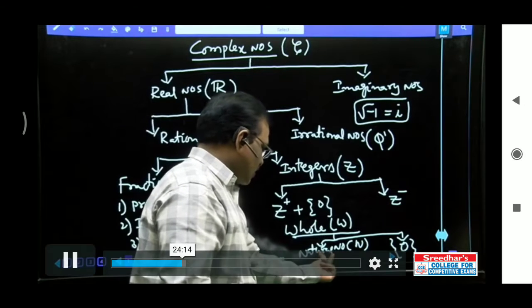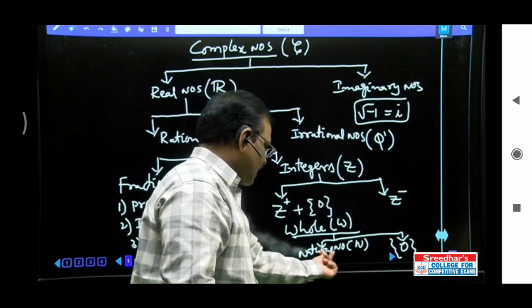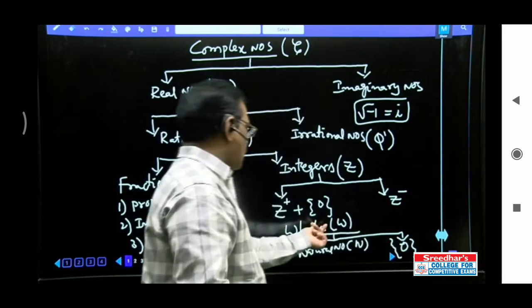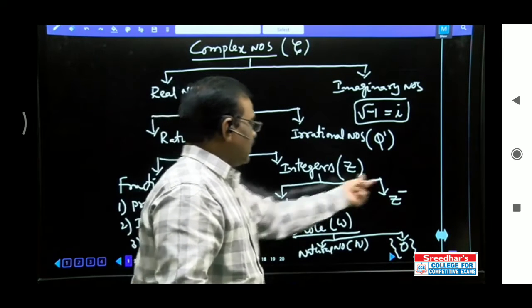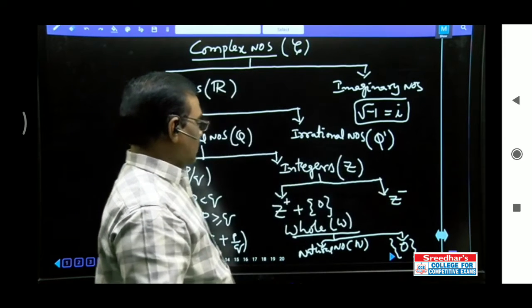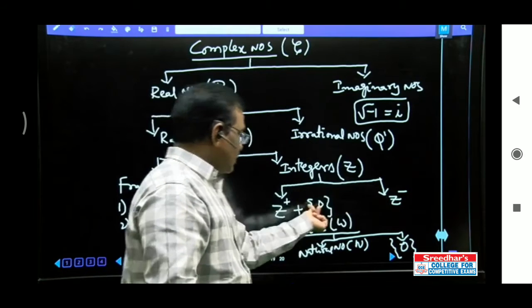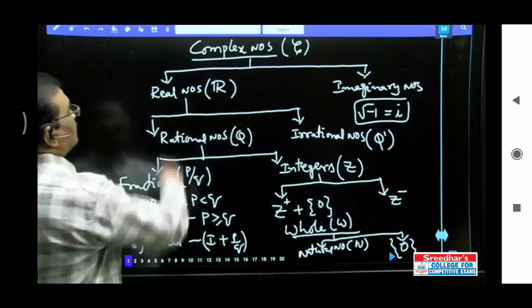What are natural numbers? Counting numbers. Numbers which are used for counting are called natural numbers, and together with 0 they are called whole numbers. Here positive integers and 0 are whole numbers. If negative integers are also added, we get the total integers. Natural numbers and their negatives together with 0 are called the set of integers. Okay, this is the classification.